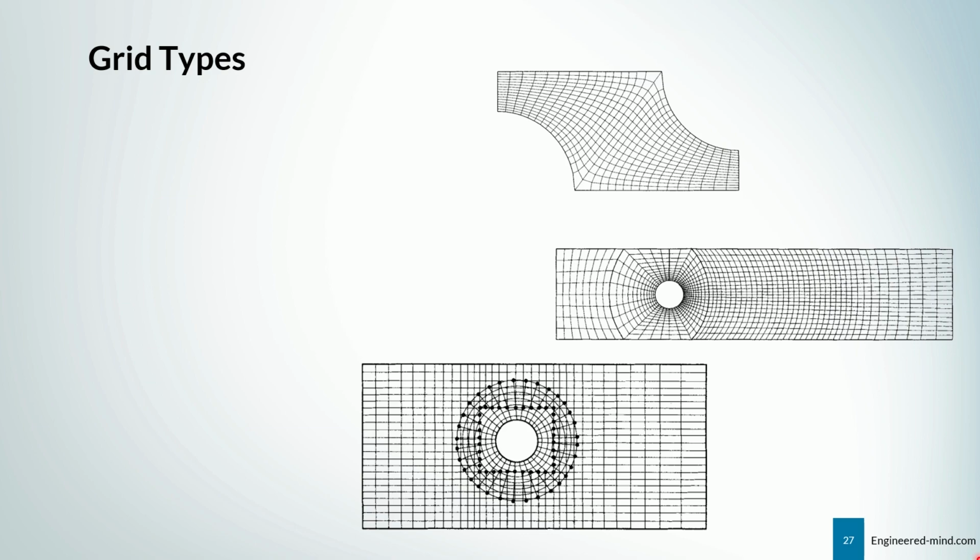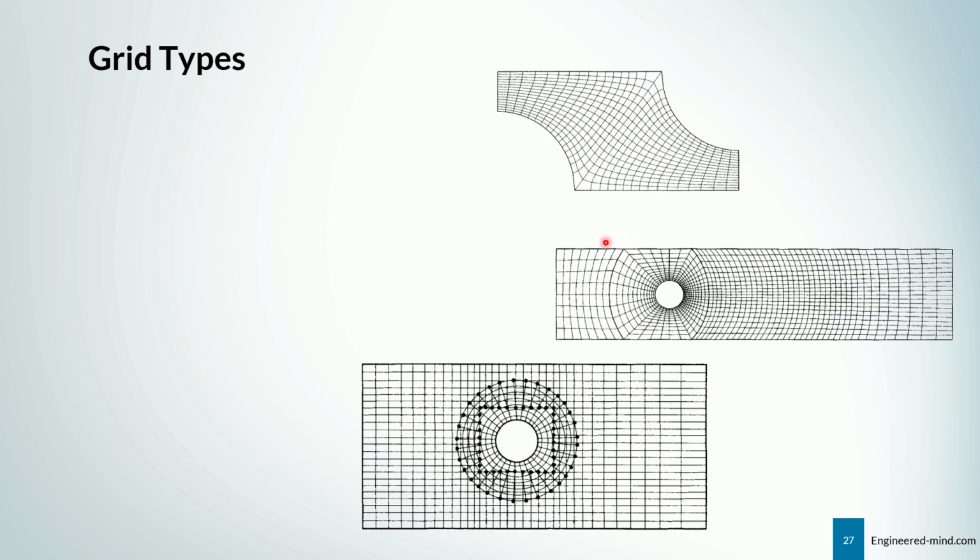We can also make a distinction when it comes to grid types. In this example here, having a look at the upper mesh, this is a structured non-orthogonal grid. The second one is a 2D block structured grid, where we can use that approach to perform a simulation where we have a cylinder in the middle, and then perform a simulation of flow around the cylinder.